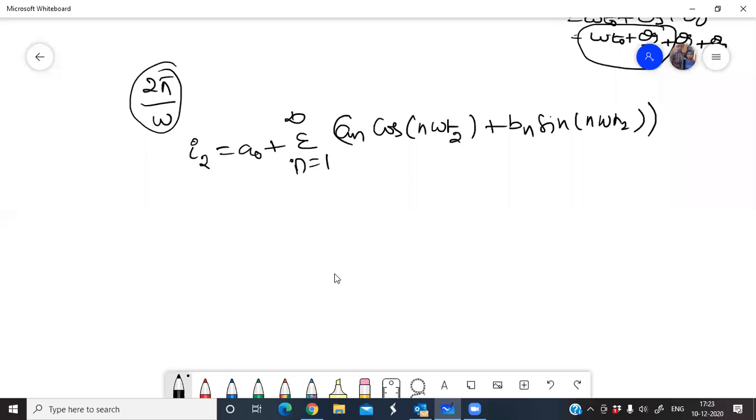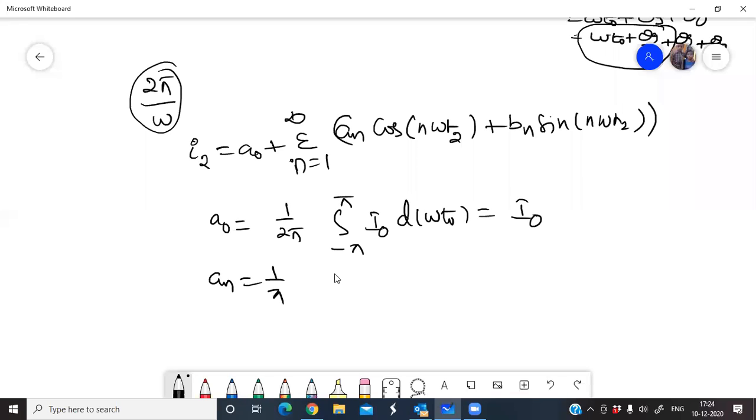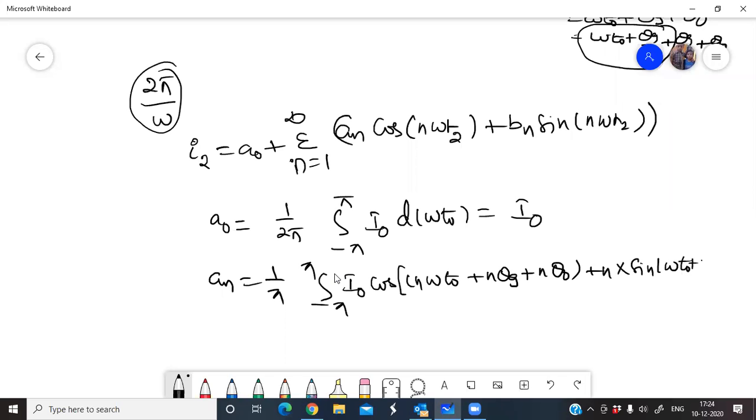If you have any doubts, you can substitute into the formulas and you will get the answers. So A naught, I want to give the answer directly: integral from minus pi to plus pi of I naught d(omega t naught), which is equal to I naught. And the An formula is 1 by pi, integral from minus pi to pi of I naught cos(omega t naught plus n theta z plus n theta naught plus nx sin(omega t naught plus theta z by 2)) d(omega t naught). In the examination also, we can write directly, no problem.